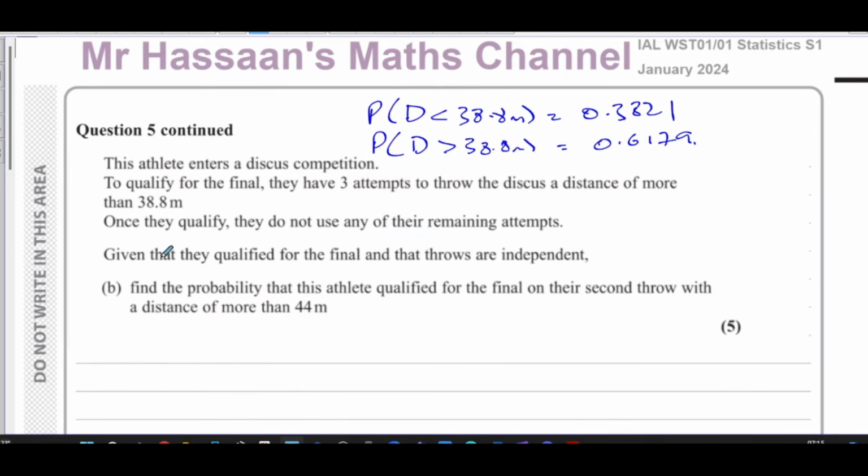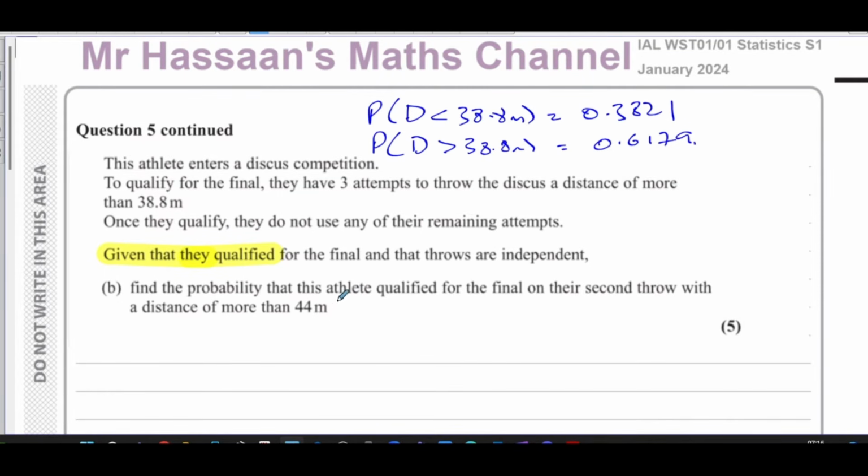That's what that means. Given that, and this is a very, very important statement when you have probability type questions: given that they qualified for the final, that is like the conditional. That's like the sample space. So we're only now considering the probability of them qualifying as our sample space. And the throws are independent, meaning if they fail on the first throw, it doesn't affect the probability of failing or passing on the second throw. They're independent of each other. Each throw has the same probability for every attempt.